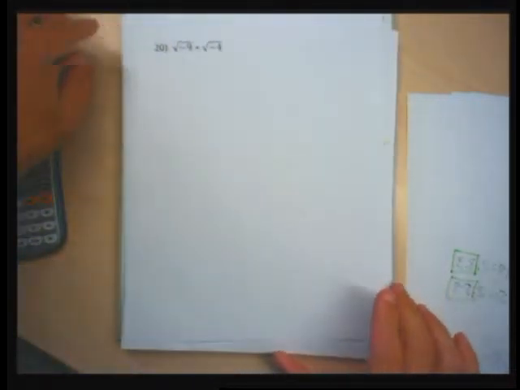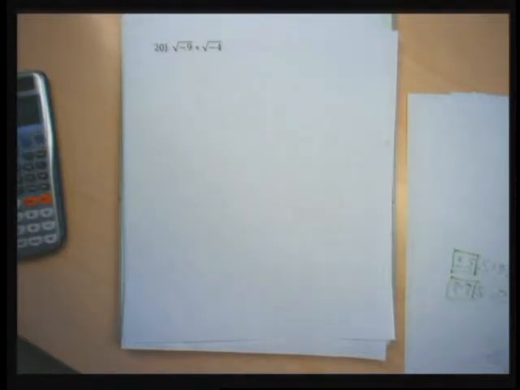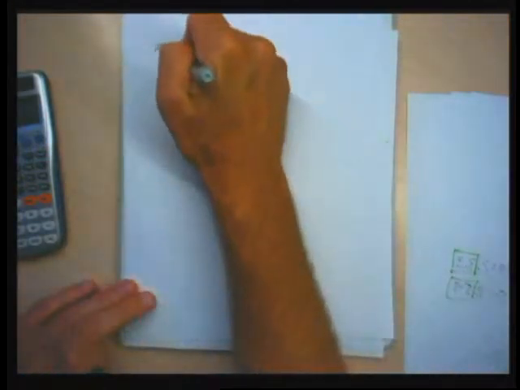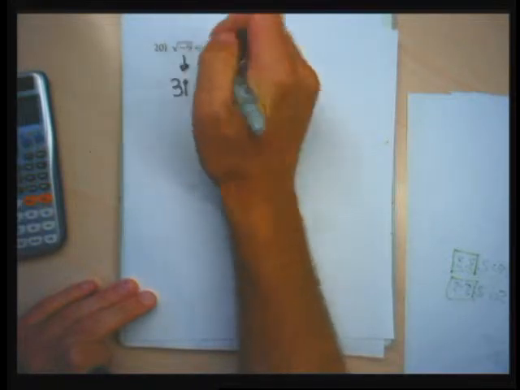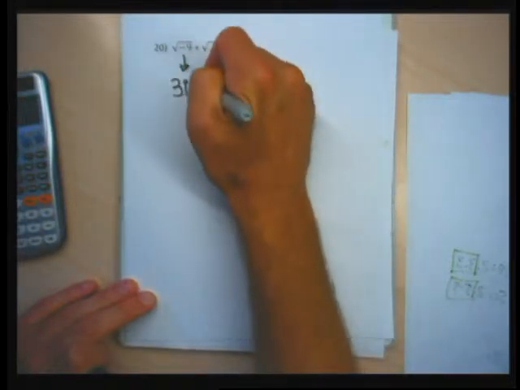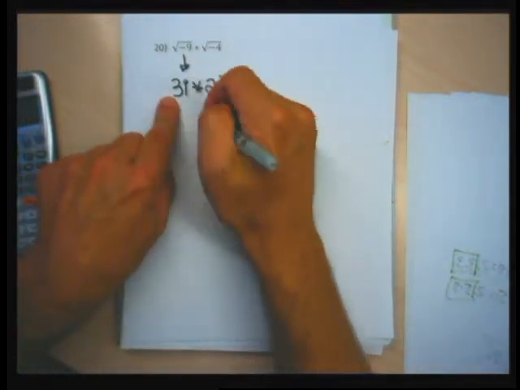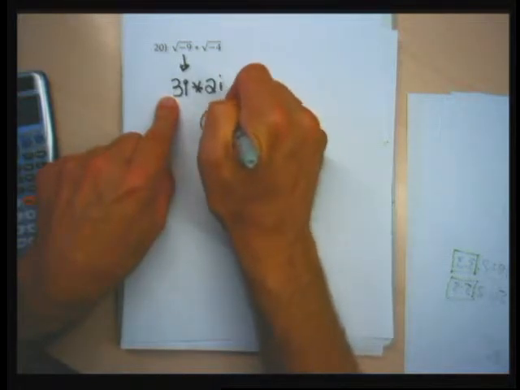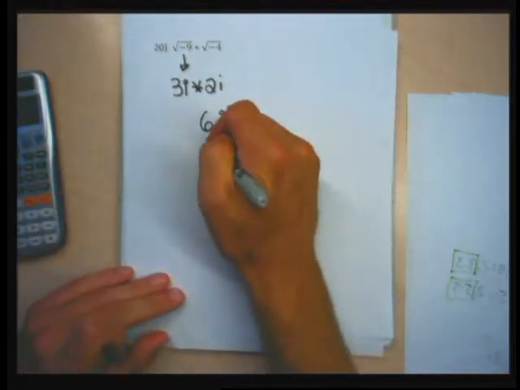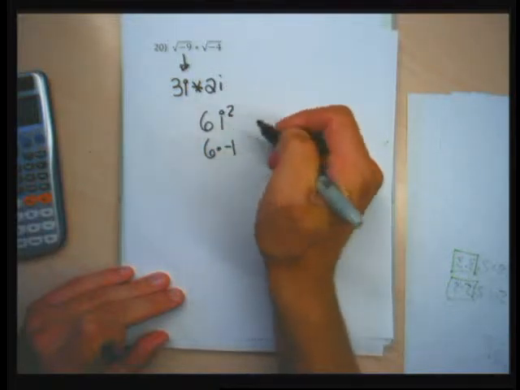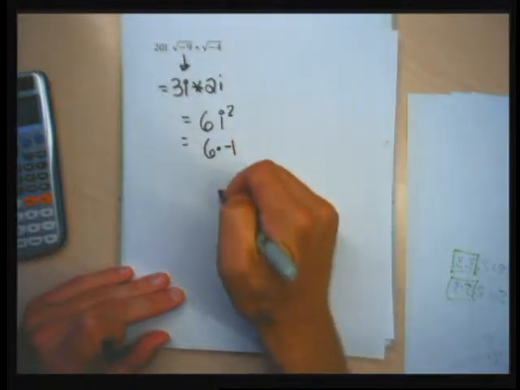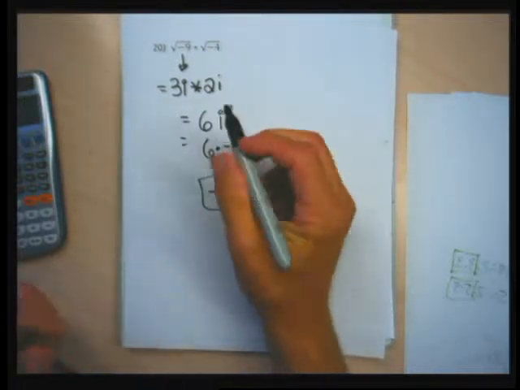For 20, I can do each without my calculator pretty easily. The square root of negative 9 is going to be 3i. The square root of negative 4 is going to be 2i. And when I multiply 3i times 2i, I multiply the 3 and the 2 and get 6. I multiply the i's and get i squared. Because i squared is equal to negative 1, I can change 6i squared to 6 times negative 1. And this whole thing is going to equal negative 6 for my answer.